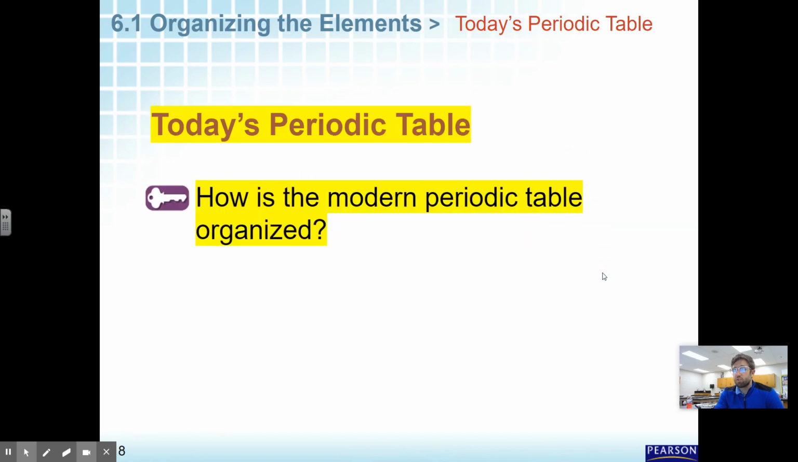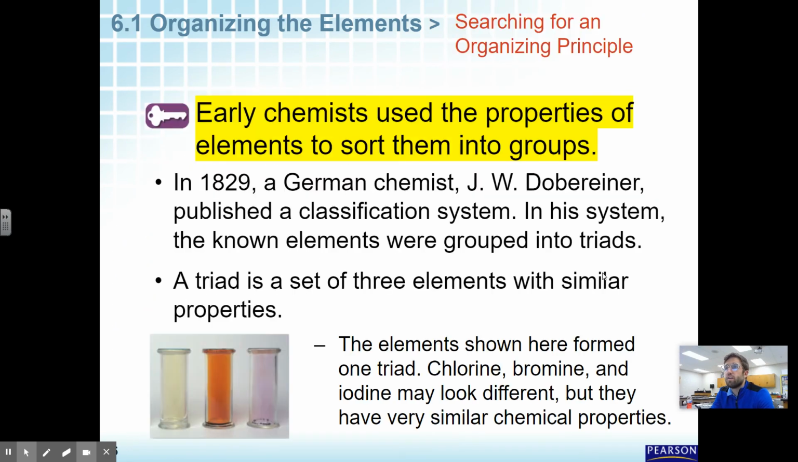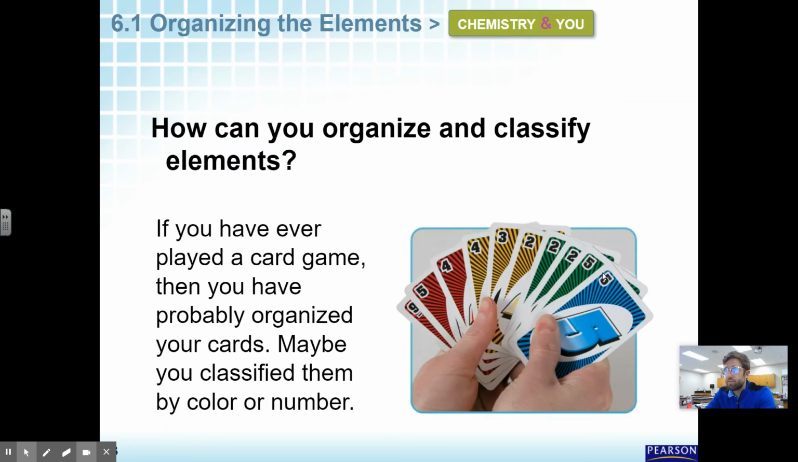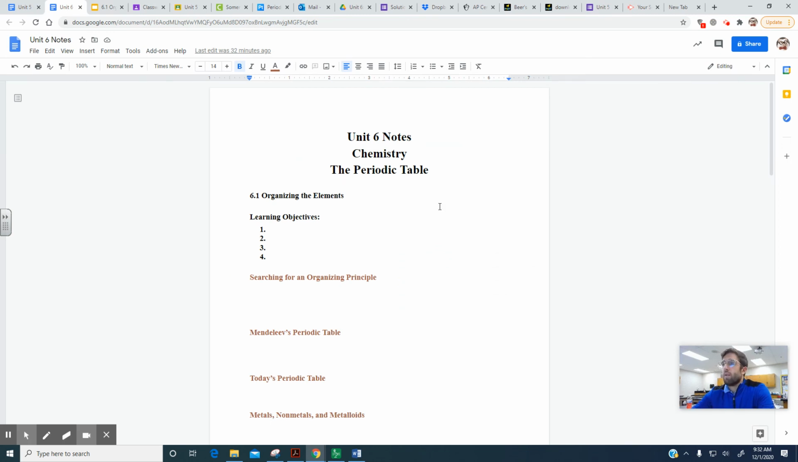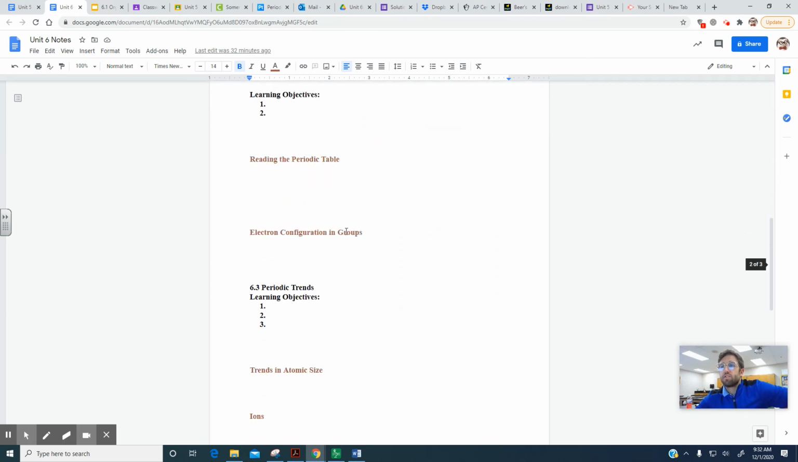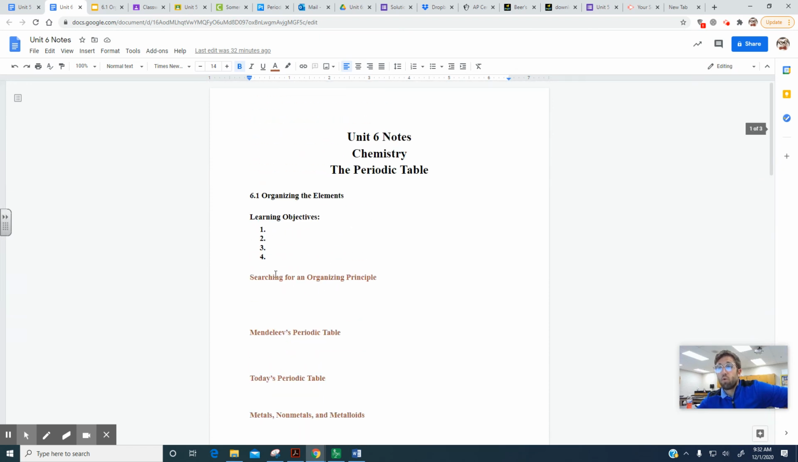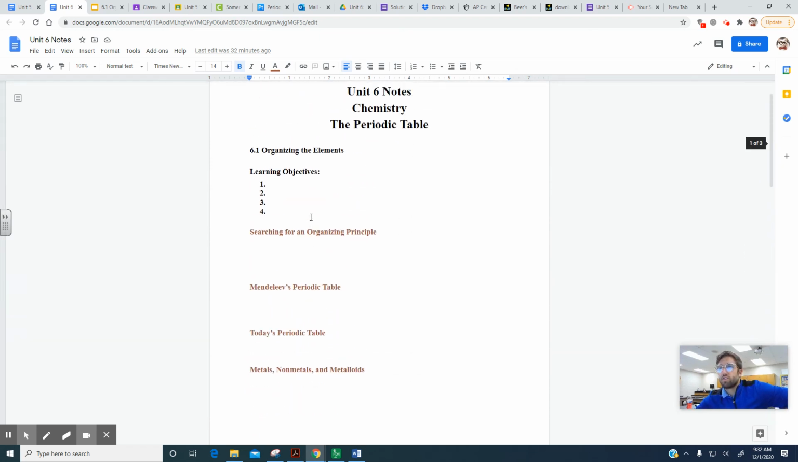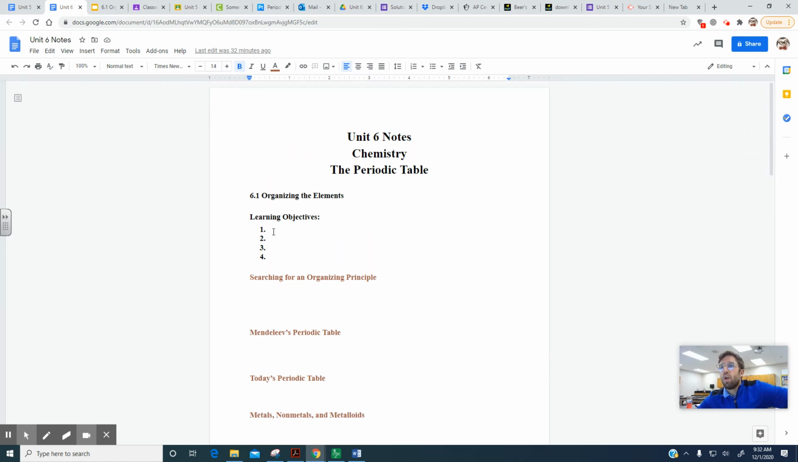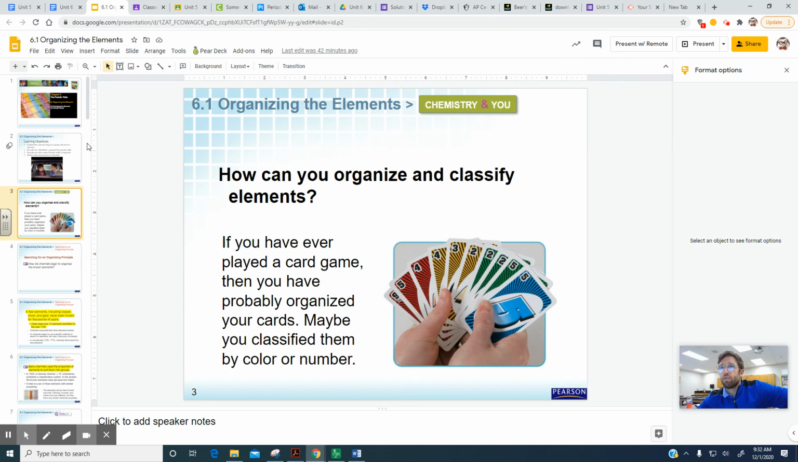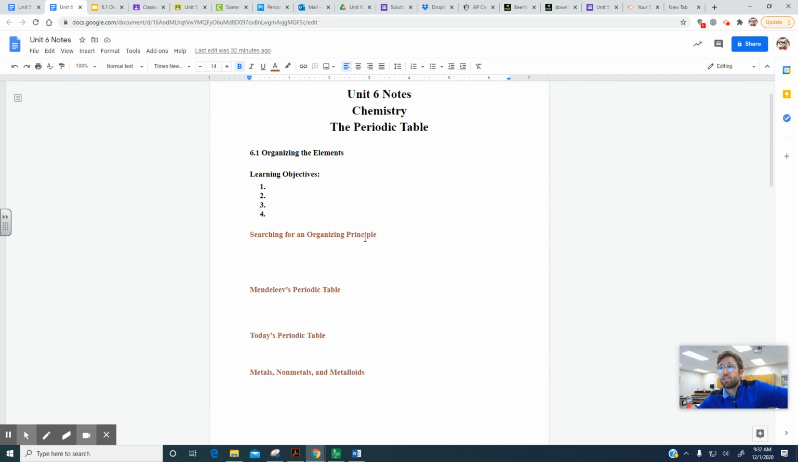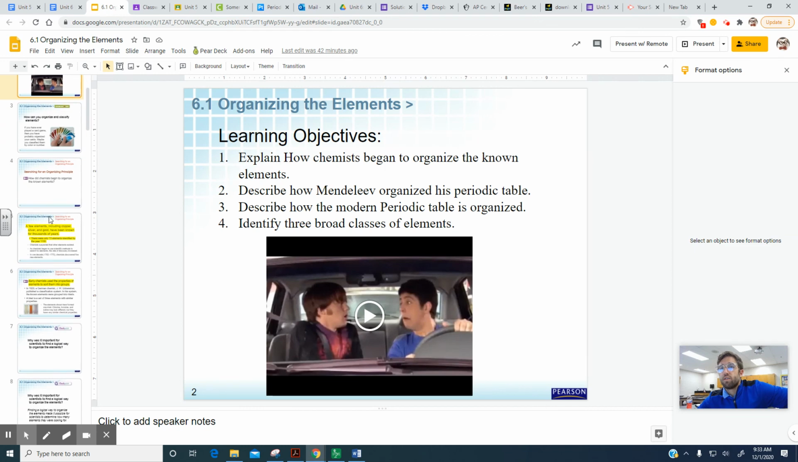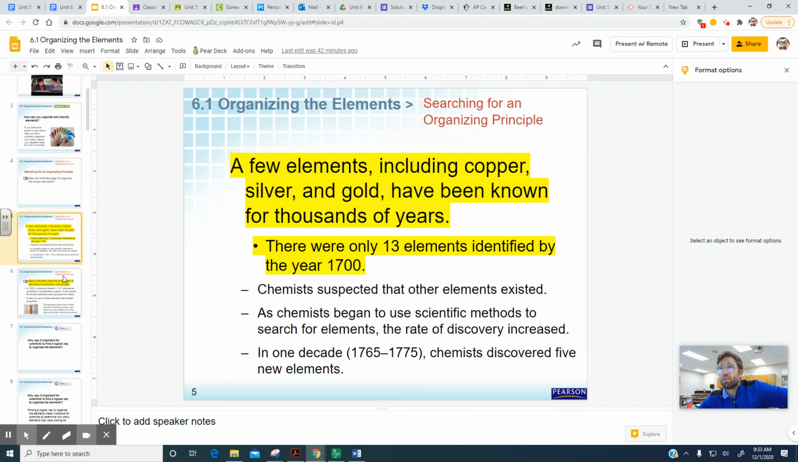I'm going to show you what the notes look like and explain them, and hopefully that will answer most questions. You will see this on the screen right now: Unit 6 notes, chemistry, the periodic table. This is the whole notes for the whole unit, but you only want to fill out the first section today, because that's as far as we have gone. You want to write the four learning objectives, which are found right here. The second thing you want to do is searching for an organizing principle, so you want to take what is in yellow here.